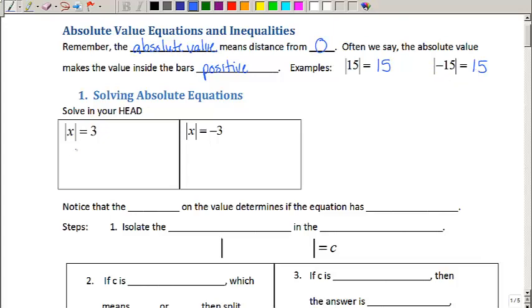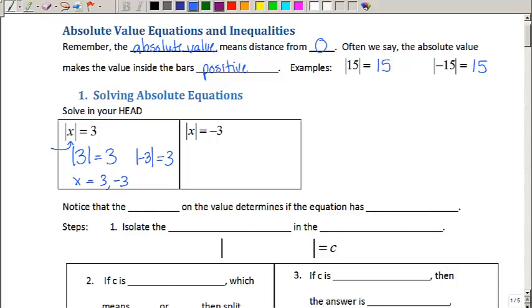I have two very simple absolute value equations here to explore first, and I want you to think about these and try to solve them in your head. What value for x satisfies the equation the absolute value of x equals 3? What number could we substitute in for x such that the absolute value of that number is equal to 3? Well, the absolute value of 3 is equal to 3. I also know that the absolute value of negative 3 is equal to 3. So the solution to this problem is x is equal to 3 or negative 3.